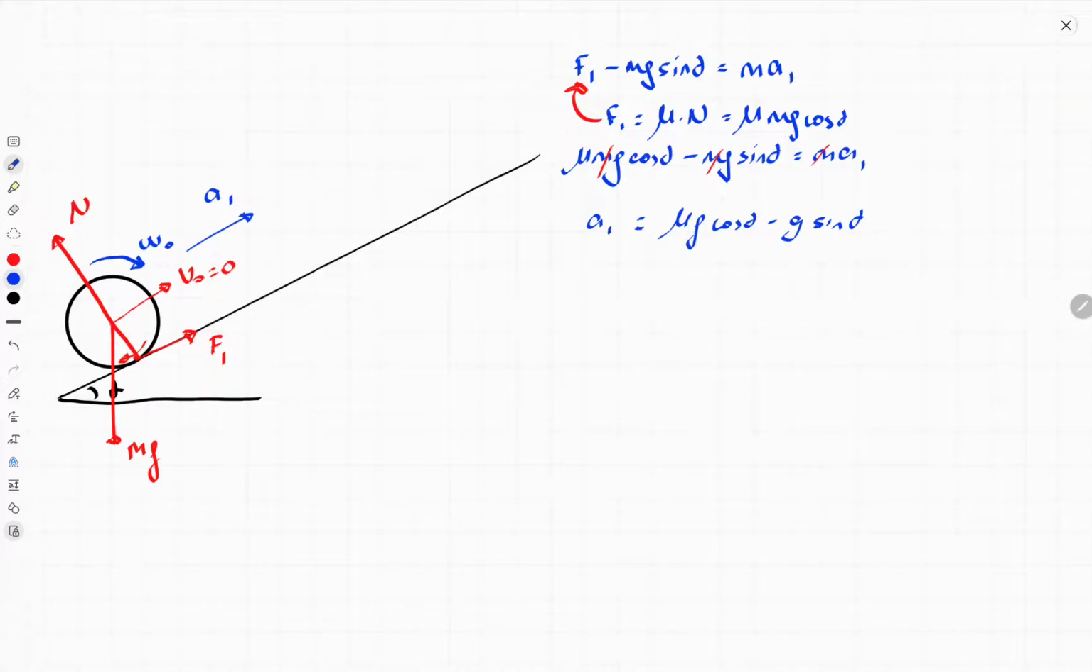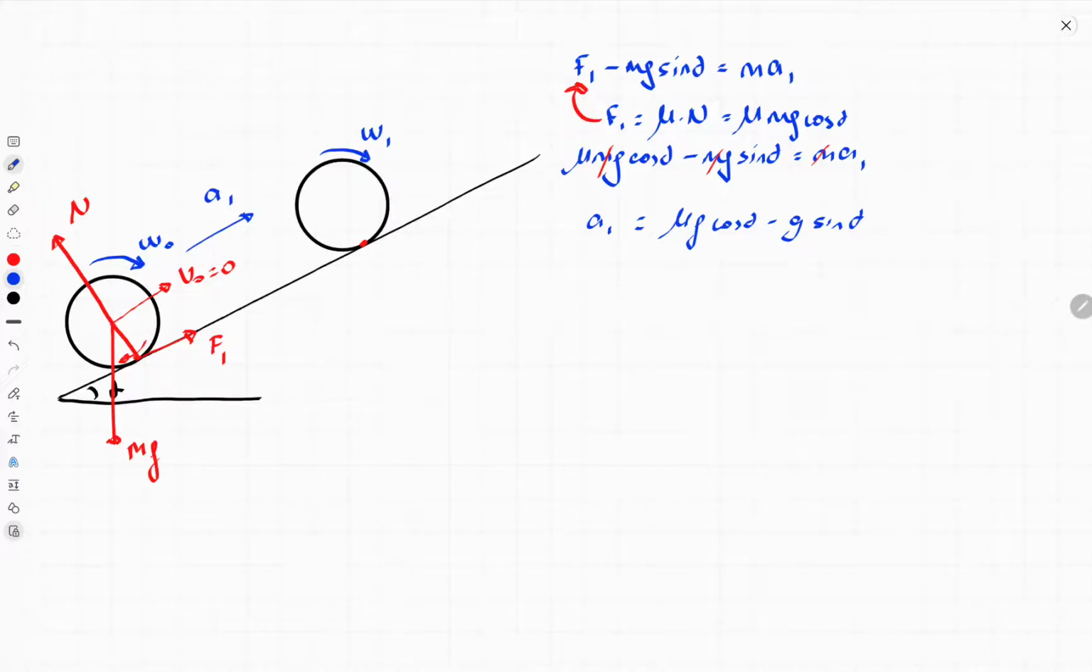And after some time, this sliding, slipping process will stop, somewhere here, for example. It will then move upward without slipping, without sliding. Basically, it means the velocity of the cylinder at this contact point will be equal to 0 because there is no slipping, no sliding anymore. And let's say its angular velocity at this moment becomes omega 1, for example.